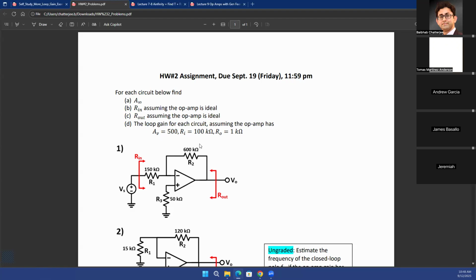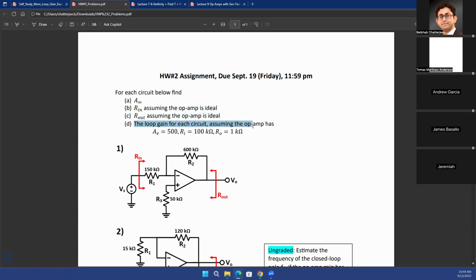So you need to know the gain of the op-amp, which is given to be 500. So part D is the scenario where we are talking about non-ideal op-amps. Parts A, B, and C are all for ideal op-amps. Right? So for Rin, you can assume that the op-amp is ideal. For Rout, just assume the op-amp is ideal. For A infinity, assume the op-amp is ideal.